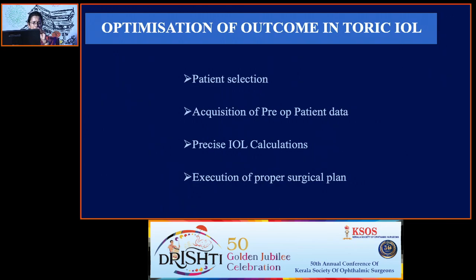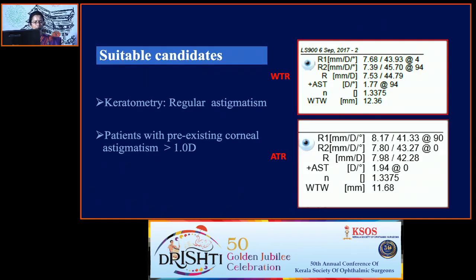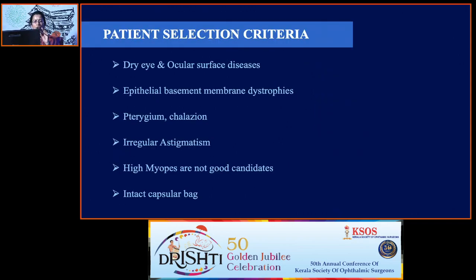Proper patient selection, acquisition of accurate preoperative patient data, precise IOL calculation and execution of a proper surgical plan are critical to optimize toric IOL outcome. Suitable candidates are patients with regular corneal astigmatism of more than one diopter. Nowadays, we are correcting smaller and smaller amounts of astigmatism. The first patient has regular with-the-rule astigmatism and the second patient has regular against-the-rule astigmatism. Dry eye and ocular surface conditions should be treated before taking keratometry measurements.